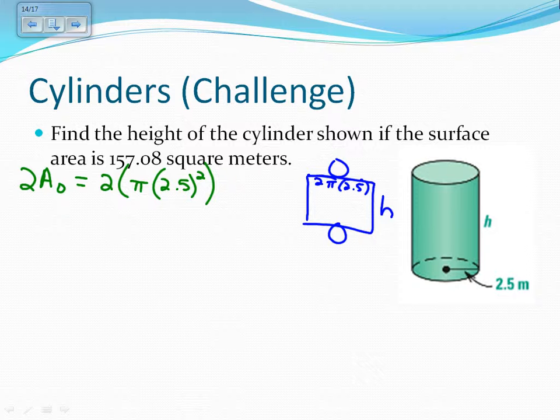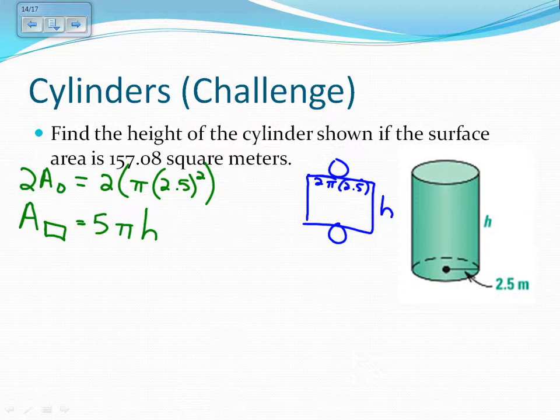All right. And the area of the rectangle, which is going to be what? H times what? 2 pi times 2.5. What is 2 times 2.5? 5. So it's going to be 5 pi h. All right? 2.5 is the radius. Tells us right there on the bottom right. So wherever you see 2.5, I'm plugging in the radius.